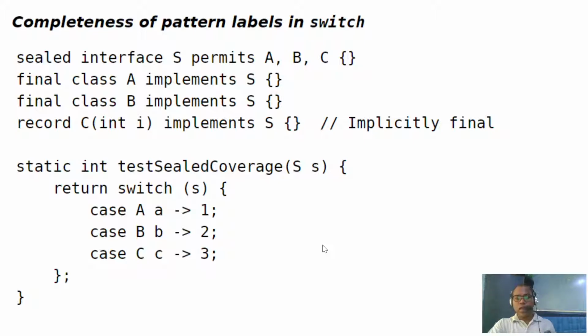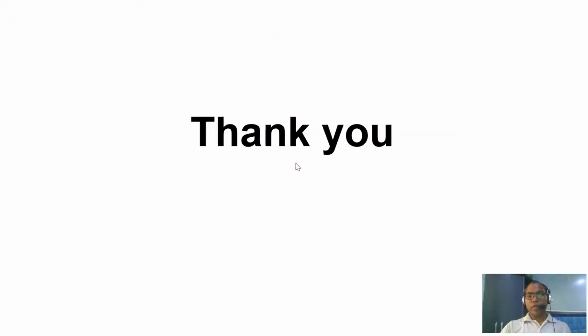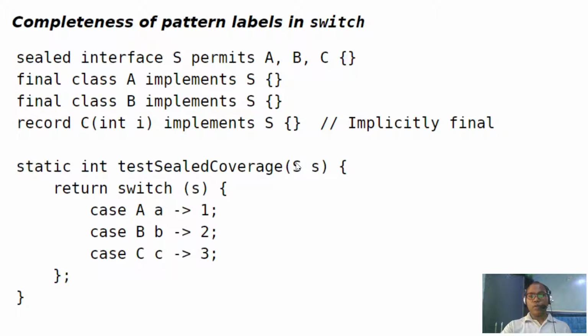So this is the kind of completeness pattern matching, and this ensures that whenever someone adds a new permitted sealed subclass, at compile time your switch will fail, and that will help you go and complete your switch. At runtime you're not getting an exception that this case is not matching. So in the case of enum, and in the case of sealed types, the switch should be complete. At compile time it is evaluated, and it tells you that you are missing something.